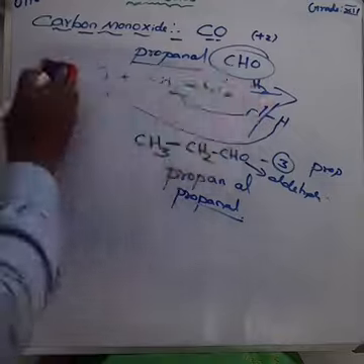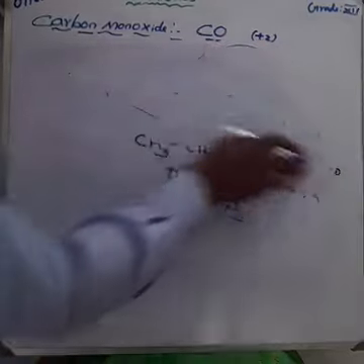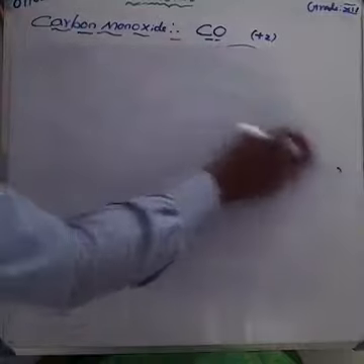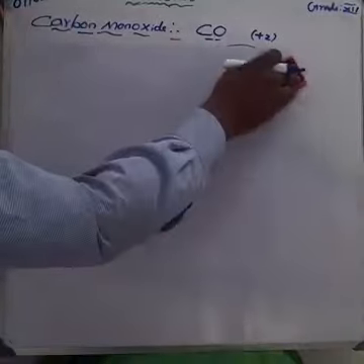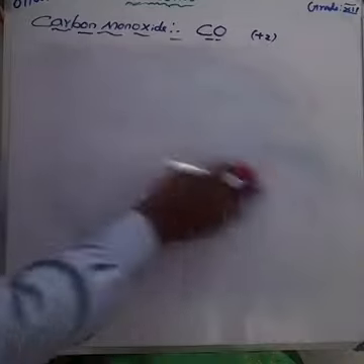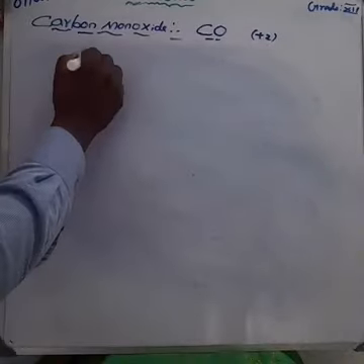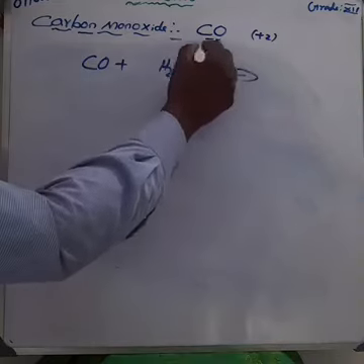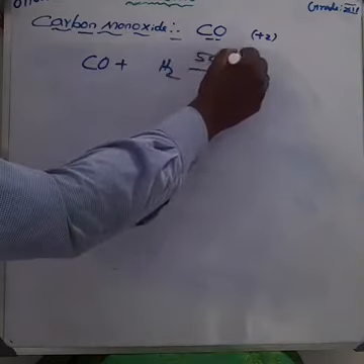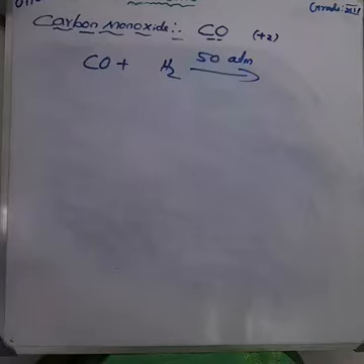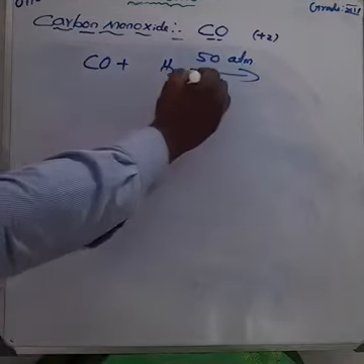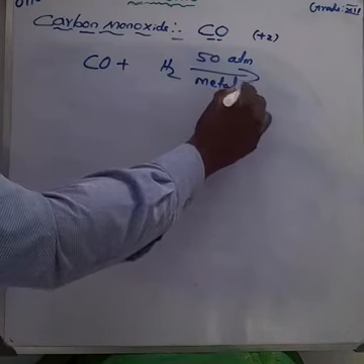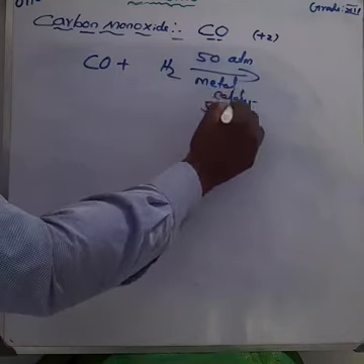Next one is a very important question: Fischer-Tropsch synthesis. One of the very, very important questions. Carbon monoxide reacts with hydrogen, and the pressure is less than 50 atmospheric pressure. Here we are using a metal catalyst. The temperature we are applying is 500 to 700 Kelvin.